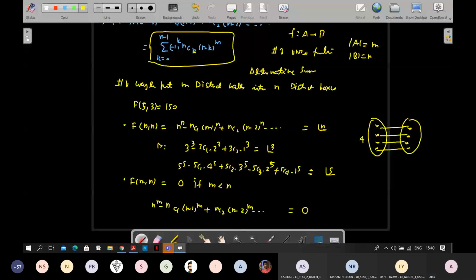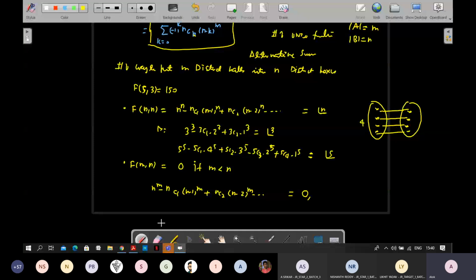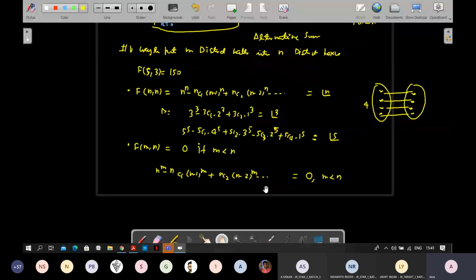This is just algebra: if you choose m less than n, this will be 0. One example could be this: say you want to check, take 4 and 5, something which we can calculate.